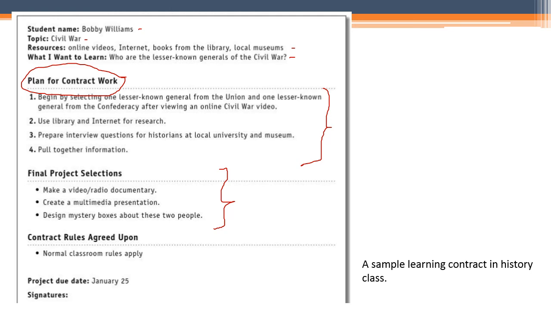may product, okay? May selection of product. Ito yung sinasabi na give your students options on how they will demonstrate their learning, show their learning. So, ayun, may selection siya. Tapos, ito yung rules, okay? So, nakalagay dito, normal classroom rules apply. Then, ito yung time, due date. So, time-bounded siya, may limit. Okay, and then the signature.